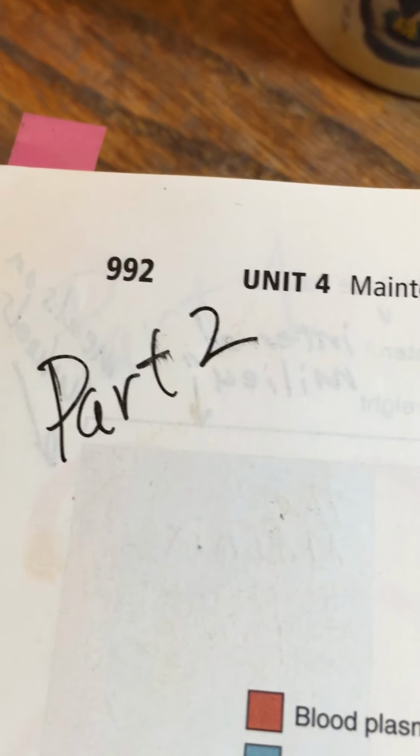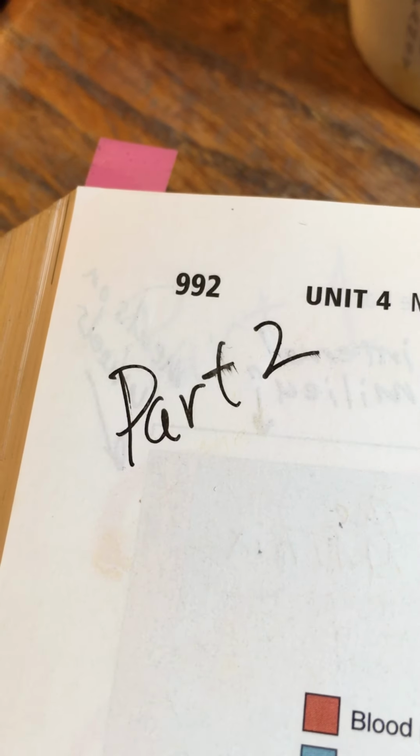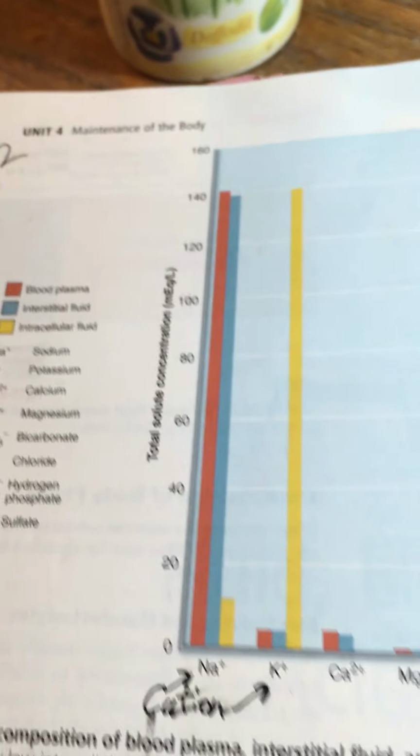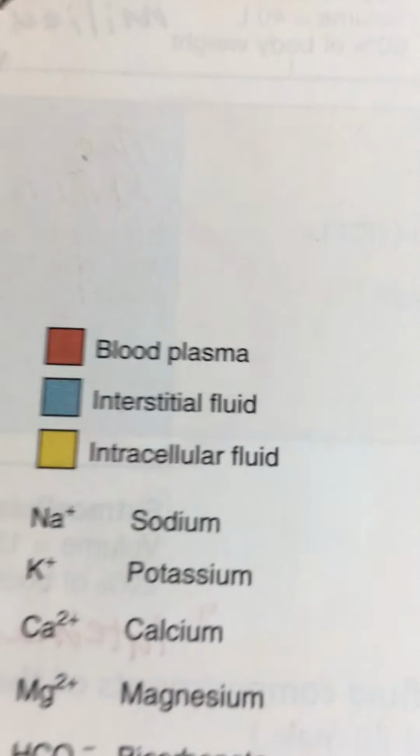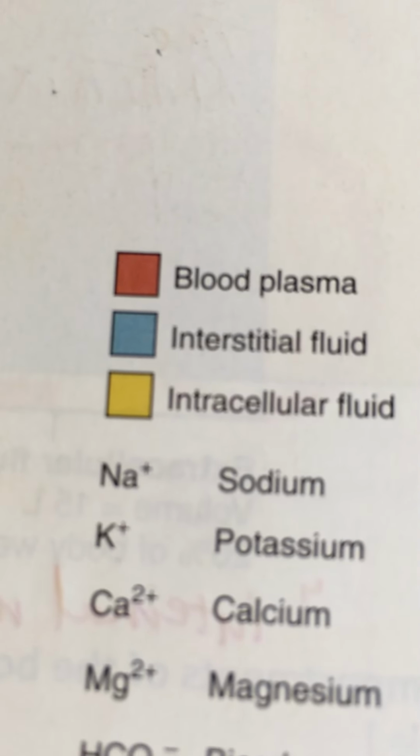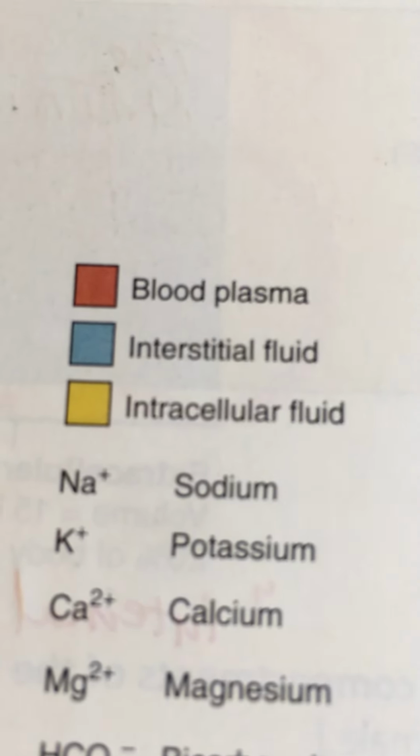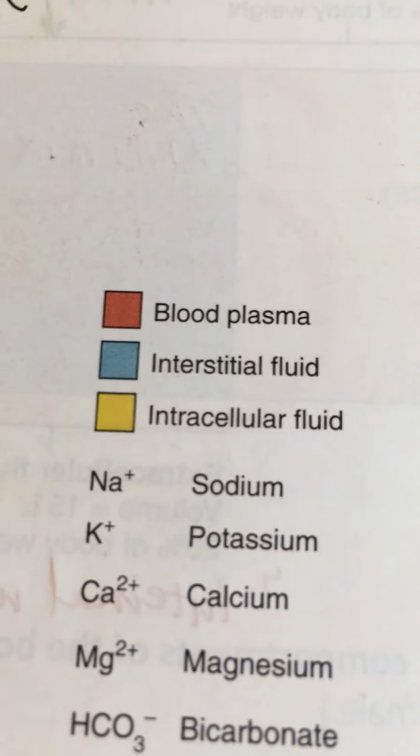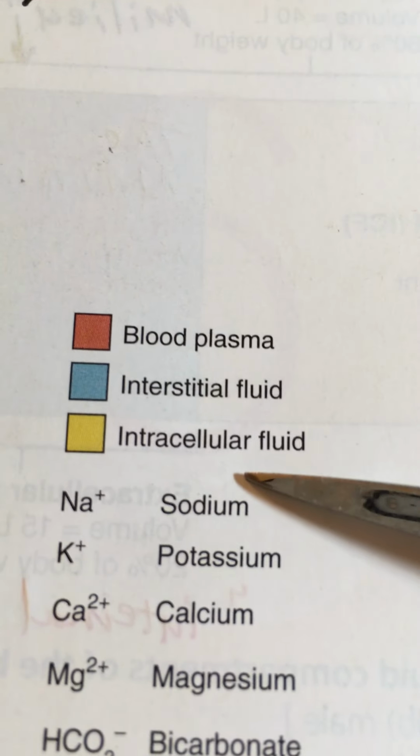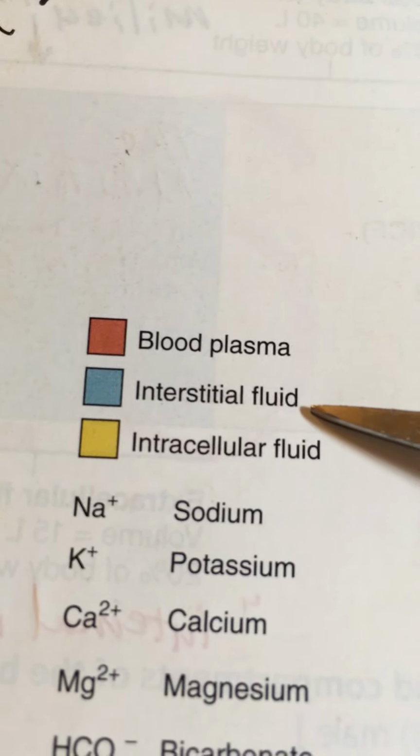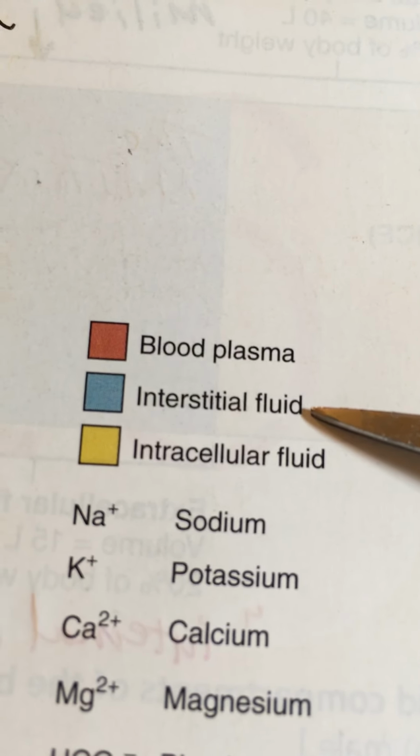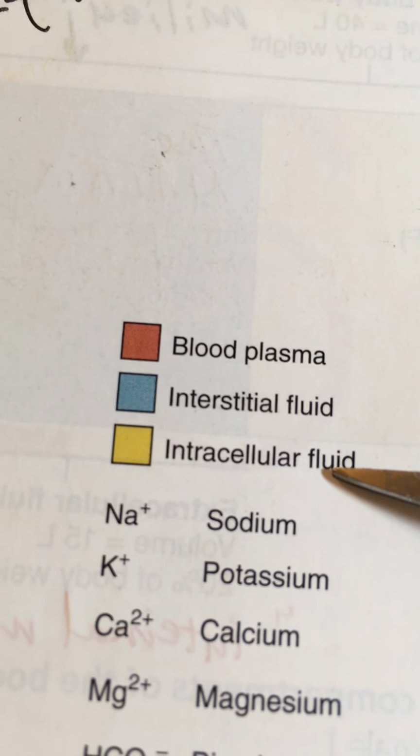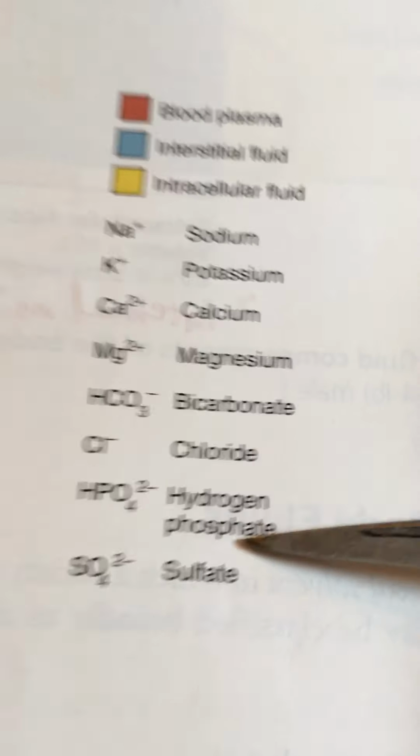Part 2 of Fluid Electrolyte and Acid-Base Studies on page 992. And we have a bar graph here. The bar graph is depicting things that are red in the blood, blue in the interstitial fluid outside the blood but not inside the cell, and then finally inside the cell, the intracellular fluid. So distinguish between interstitial fluid outside the cell but not in the blood, and then inside the cell, intracellular fluid. We're looking at these ions.